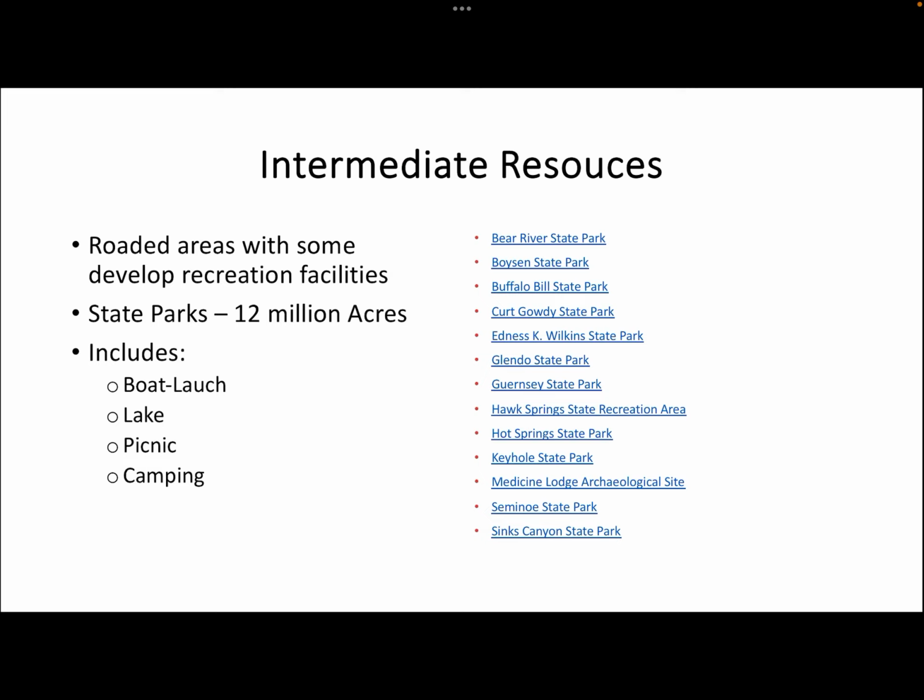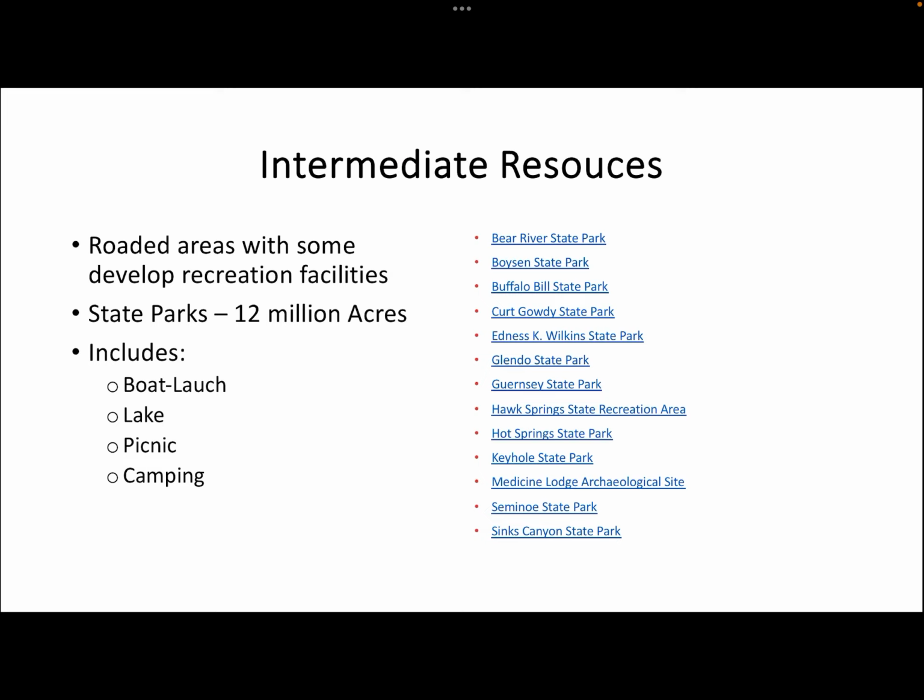Intermediate resources are areas that are roaded areas with some development. And in Wyoming, we have a bunch of state parks. I've listed them all on the right, and that's it. Overall in the U.S., we have 12 million acres of state parks. Most state parks include a boat launch, a lake, a picnic area, camping, and a bunch of other amenities. So the closest state park to us, you could argue, is either Sinks Canyon or Bear River.